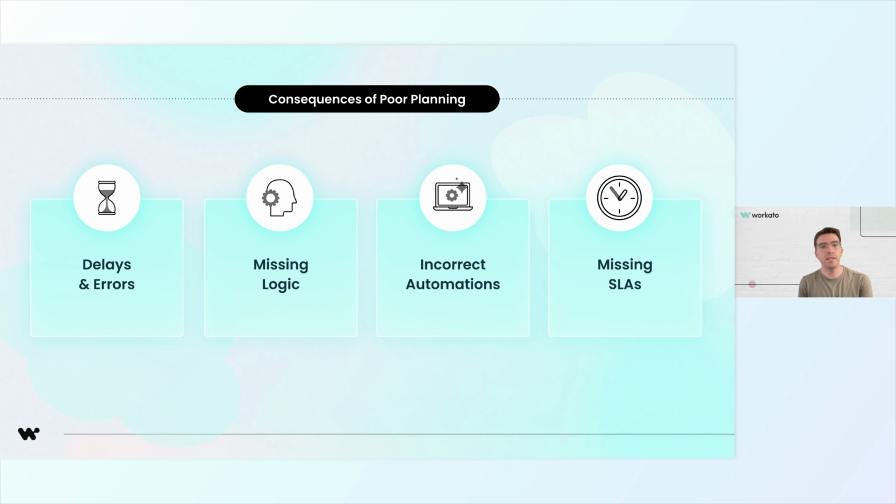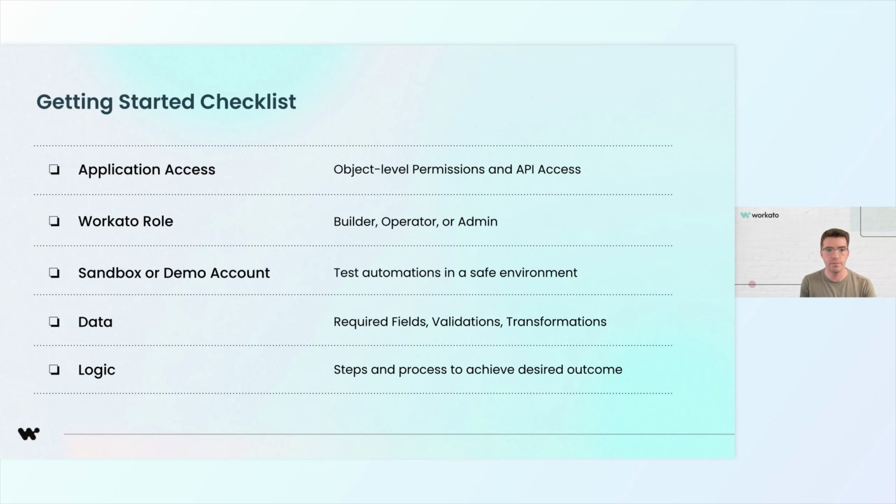Poor planning can lead to several issues. Automations may not work as intended, causing delays or errors. You might miss critical business logic, or worse, fail to meet important SLAs, which could damage customer relationships. That's why it's critical to spend time up front gathering requirements and understanding the flow of data between your systems.